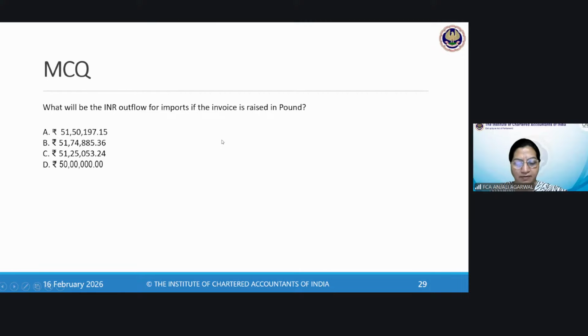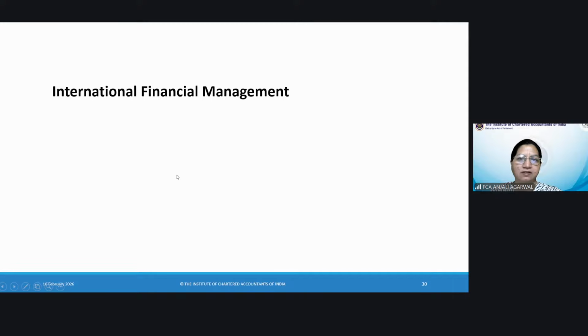I hope this is clear. We have covered all the topics in Forex, all the basic concepts, the money market hedge, forward, futures, options as the way of hedging currency, early delivery, alternative investments, and in which currency you should raise the invoice if there is exports, or in which currency you would prefer to receive the invoice if there is imports. Let's now focus on our second chapter in financial management, which is international financial management.